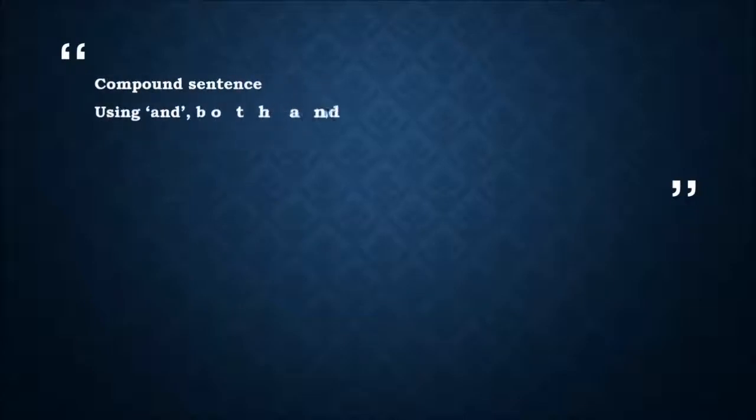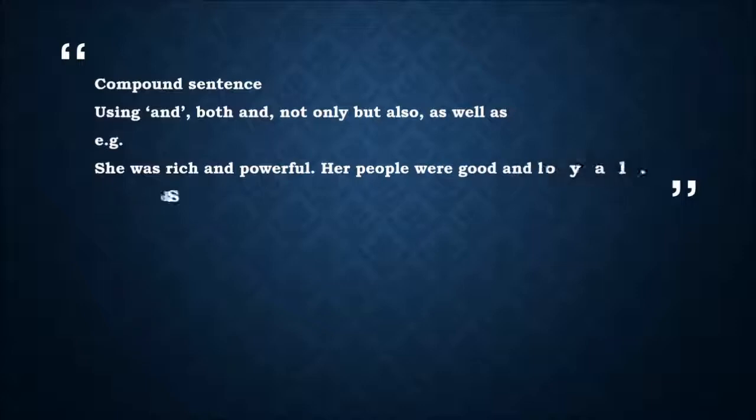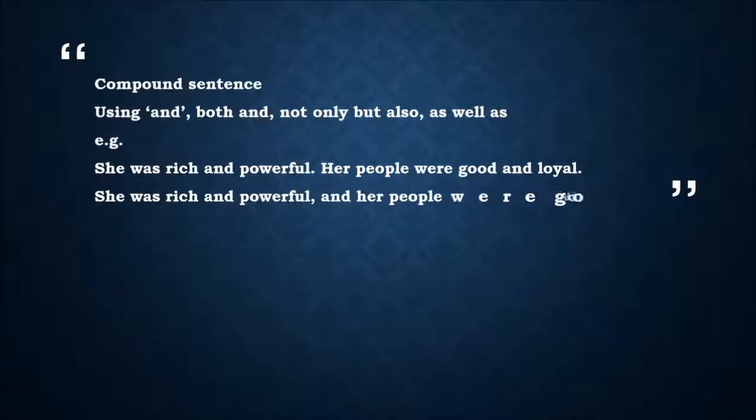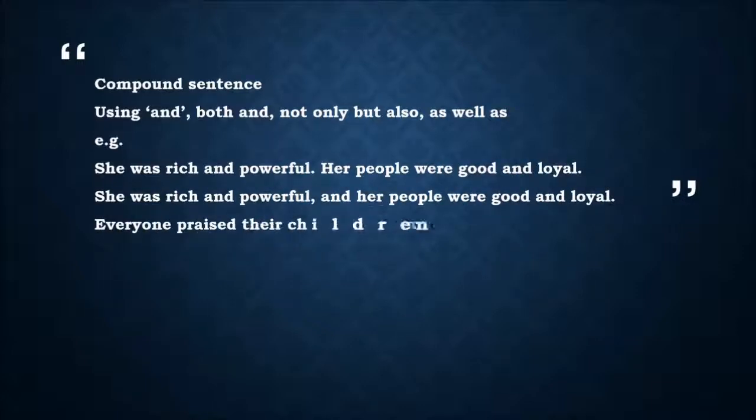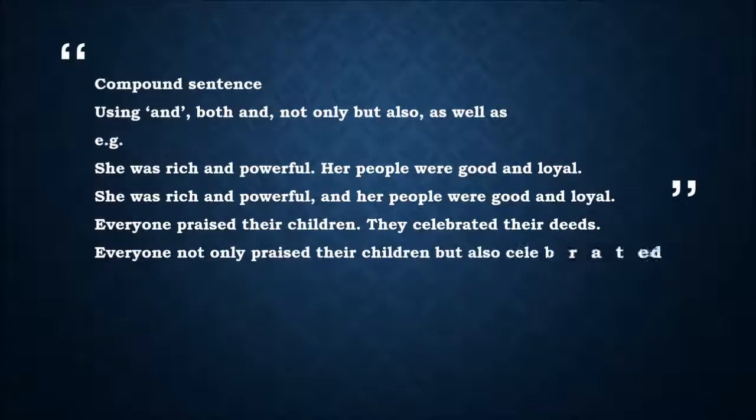B. Compound sentence. 1. Using and, both and, not only but also, as well as. E.g. She was rich and powerful. Her people were good and loyal. She was rich and powerful, and her people were good and loyal. Everyone praised their children. They celebrated their deeds. Everyone not only praised their children but also celebrated their deeds.